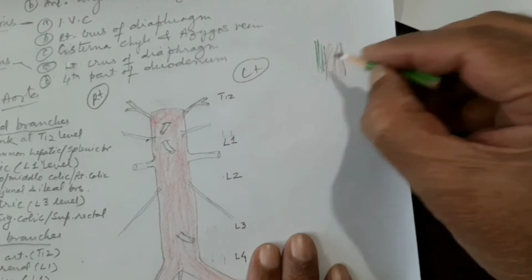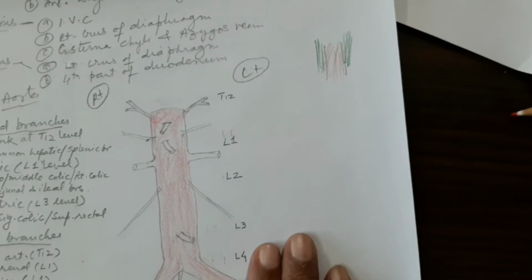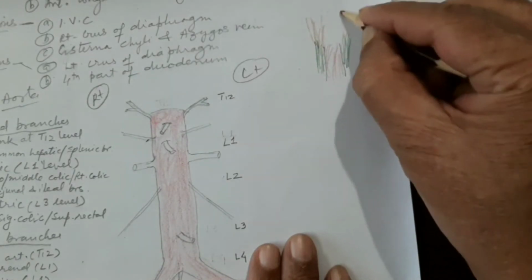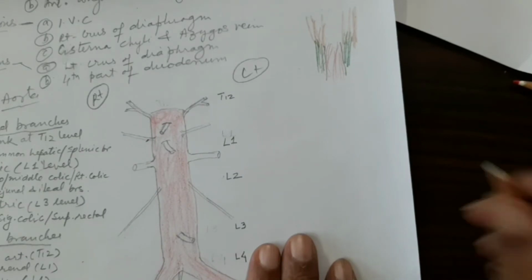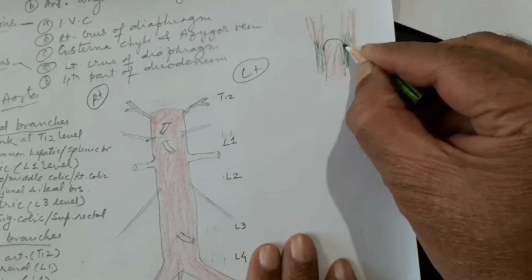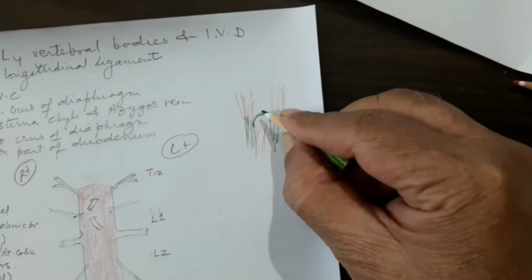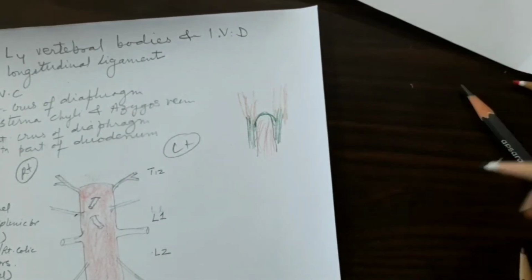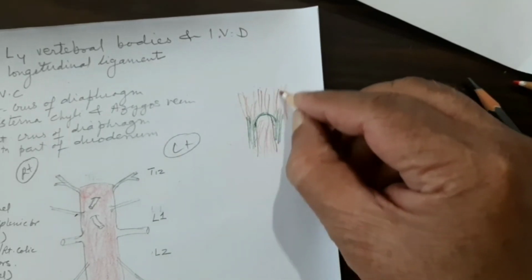This will be the right crus of the diaphragm. This is the left crus of the diaphragm, which will become muscular later on. When it becomes muscular, the muscle fibers will arise. So this is the right and the left crus of the diaphragm. And then a fibrous band, a heart-shaped structure, will join the right and the left crus of the diaphragm, and this is the median arcuate ligament. From this median arcuate ligament also arise the muscles of the diaphragm.